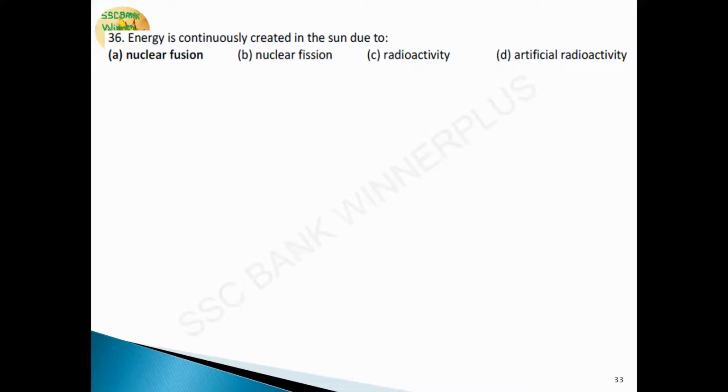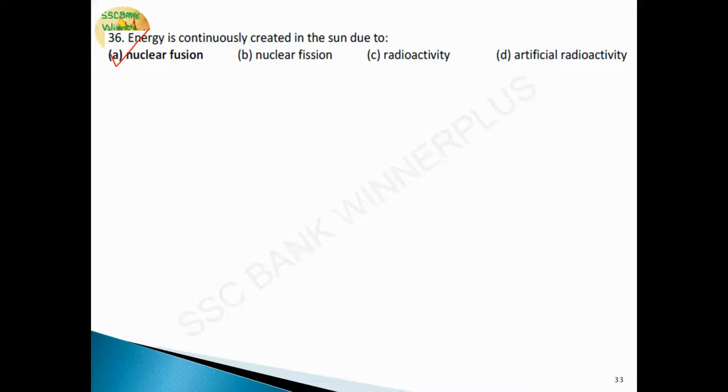Energy is continuously created in the sun due to nuclear fusion. There are two types of nuclear reactions, nuclear fission and nuclear fusion. Nuclear fusion refers to the union of atomic nuclei to form heavier nuclei, resulting in the release of an enormous amount of energy. So nuclear fusion means union. Fusion is what powers the sun. In the sun, we say the reaction is nuclear fusion.